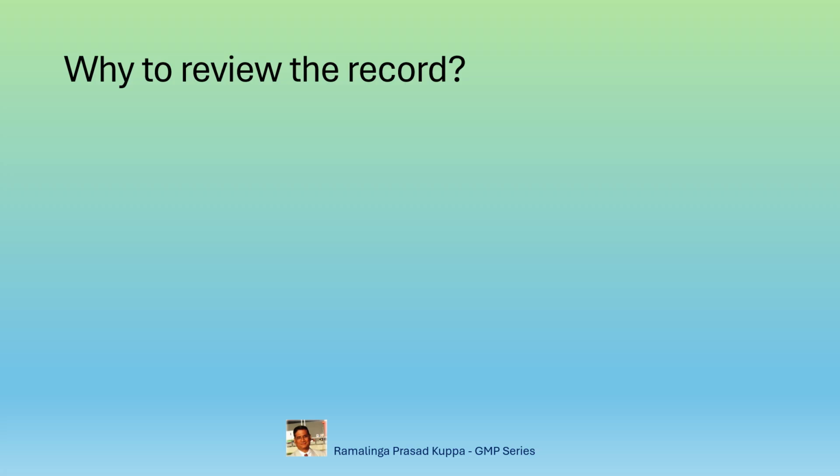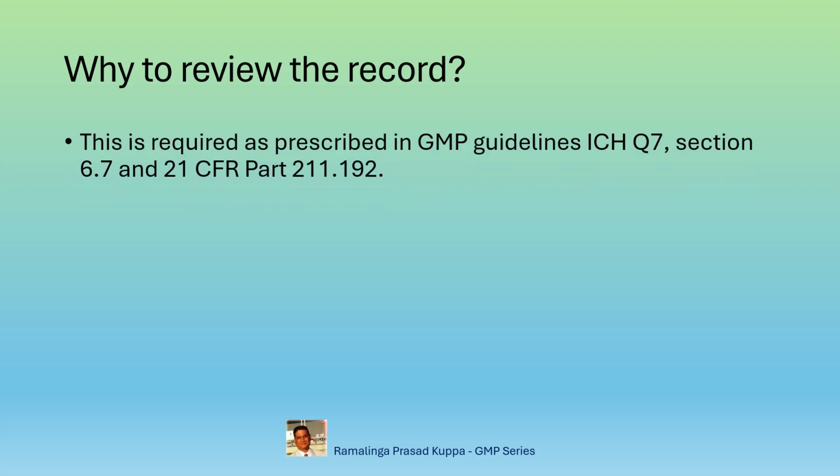Why we should review the record? This is required as prescribed in GMP guidelines ICH Q7 section 6.7 for APIs and 21 CFR part 211.192 for dosage forms. So ICH Q7 is for APIs and 21 CFR part 211.192 is for dosage forms. They prescribe detailed conditions for BMR review.